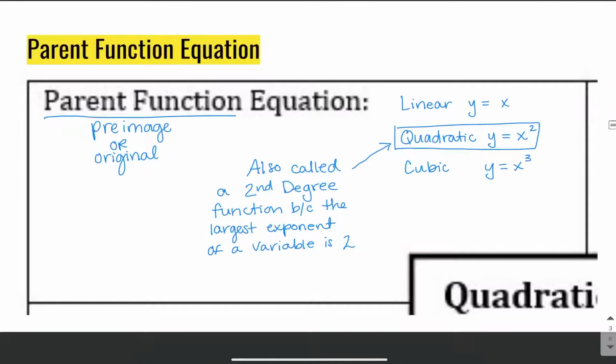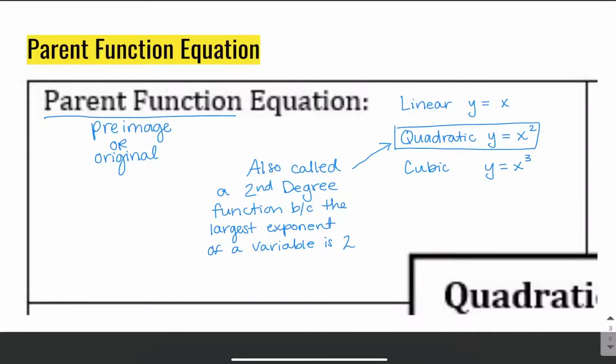All right, let's start in the first section. So our first section is the parent function equation. First off, let's make sure that we understand what a parent function is. A parent function is pretty much a fancy phrase for when we're talking about the preimage or original. What we have been doing is transforming two-dimensional shapes. But what we're going to start transforming and building is functions, or graphs of different types of lines. And so our parent function is our original, aka our preimage.